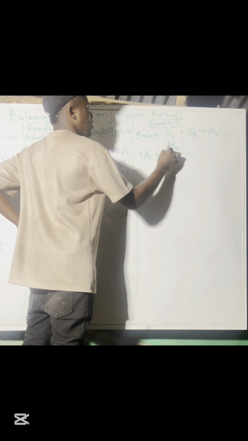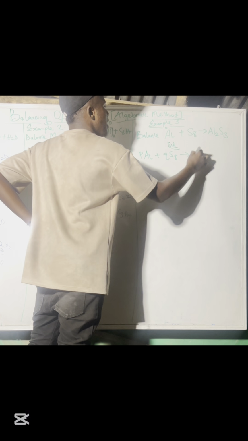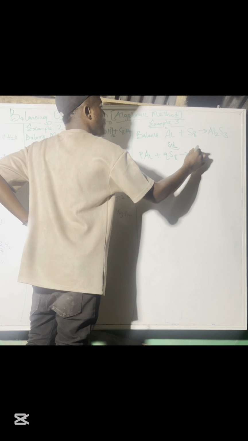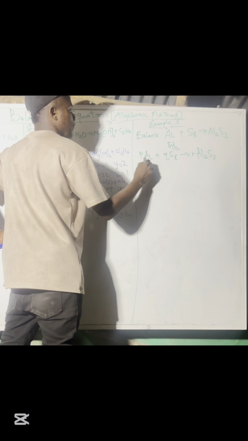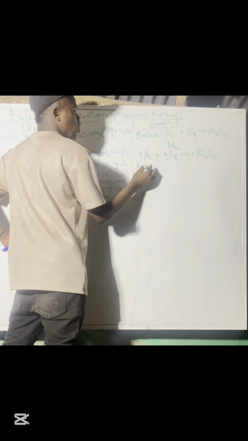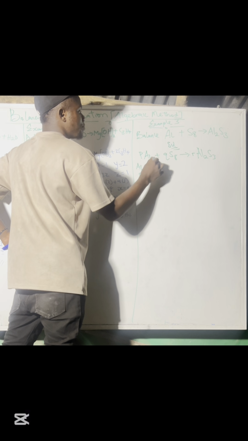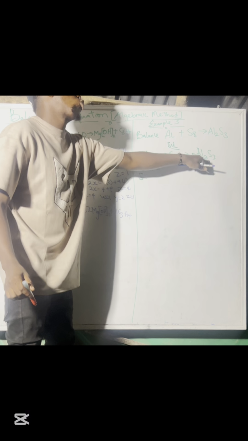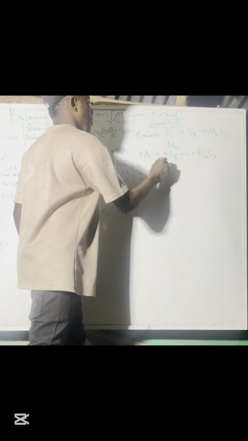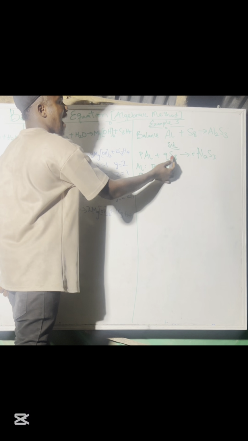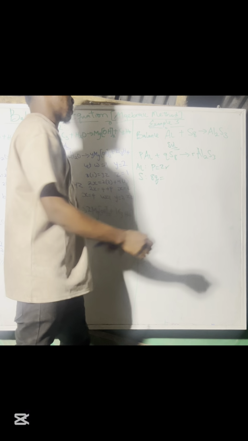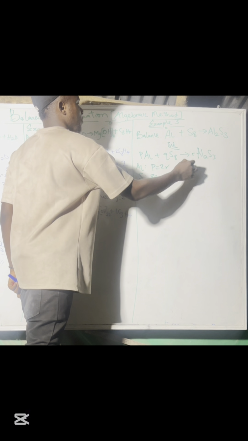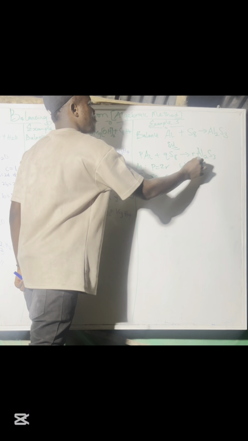Al plus S8 to give Al2S3. You can use any letters, remember? So let me formulate my equation for Al and S. How many Al do I have here? 1. That is P is equal to, how many Al do I have here? 2. What's the coefficient? That is 2R. Now for S, how many S do I have here? 8. What's the coefficient? 8Q is equal to, how many S do I have here? 3. What's the coefficient? R, that is 3R. What's the first coefficient? P. Let P is equal to 1.